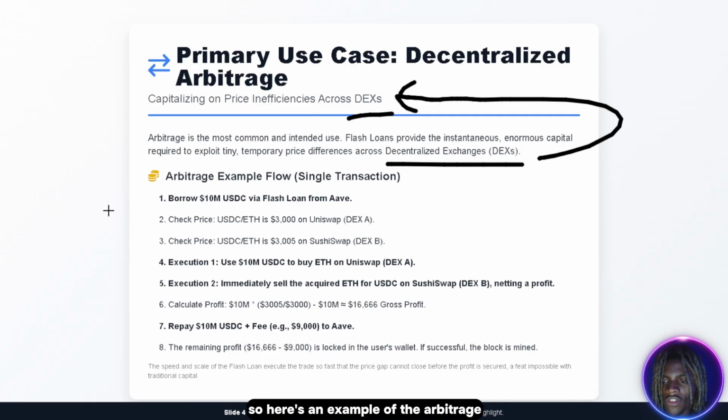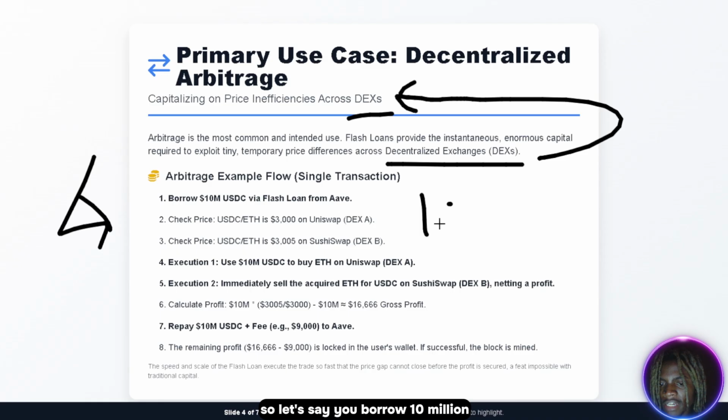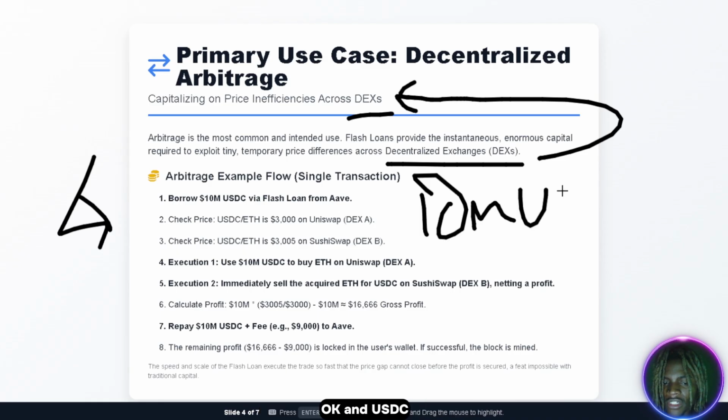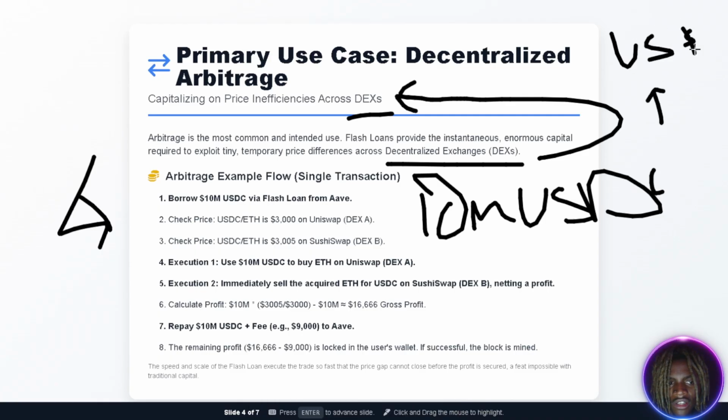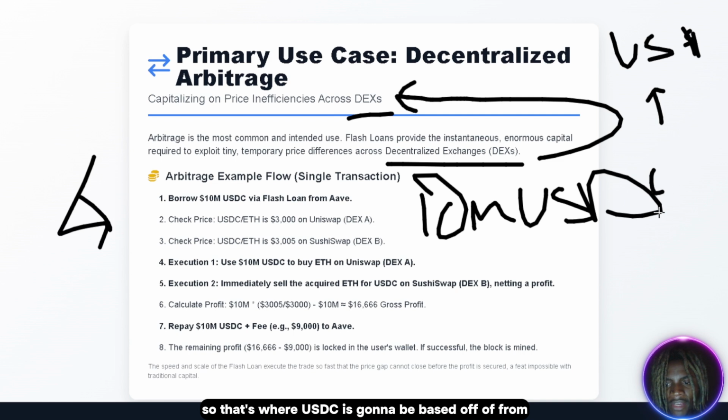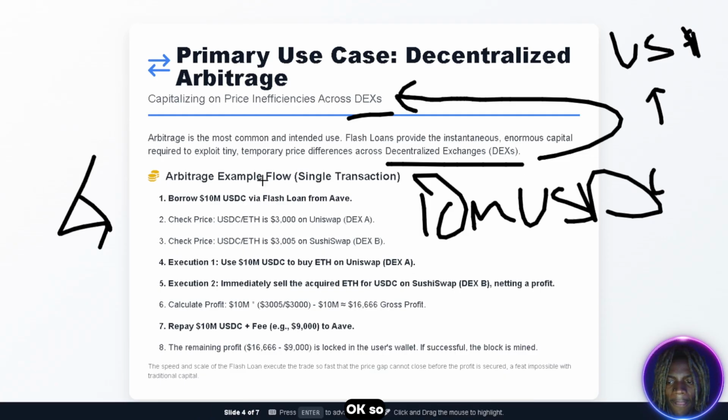So here's an example of arbitrage in a single transaction. Let's say you borrow 10 million in USDC. USDC is a stablecoin based off the fiat currency in the US, and the US uses the US dollar. So that's what USDC is based off of. The stablecoin's purpose is pretty much to be the fiat currency's version of cryptocurrency's reserve.